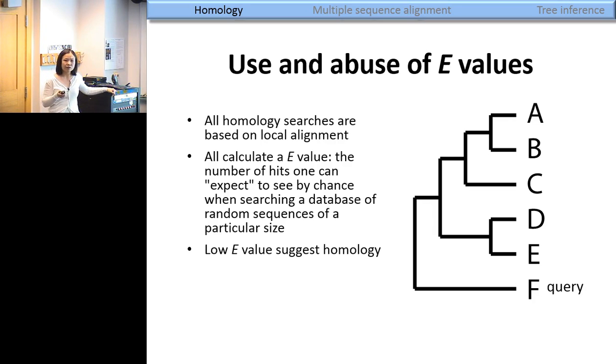But the value of e-value sometimes means nothing. For example, if this is our tree, with 6 underlying species, and you use the sequence from species F as query, what species from A, B, C, D, or E are more likely to come up as the top hits? Any guess for your top hits on your BLASTP or whatever?